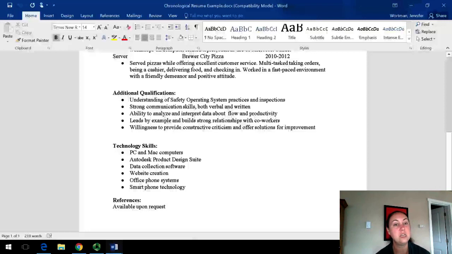And then there's also this section where they were like, you know what? I think there's going to be some technology I need at this job. And so they added this technology skills section where, again, it isn't vague. It doesn't say something like computers. They say, now I can use PC and Mac. They can use Autodesk product design, which I believe is a common tool used for engineering. And any engineers in class might correct me on that, but I'm pretty sure that that's what it's for. Data collection software, website creation, office phone system, smartphone technology.